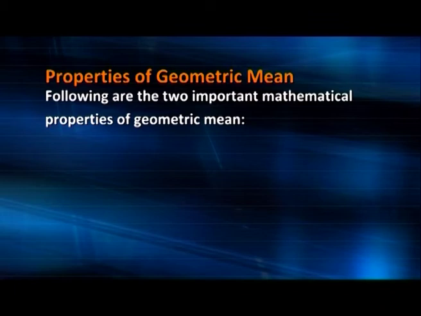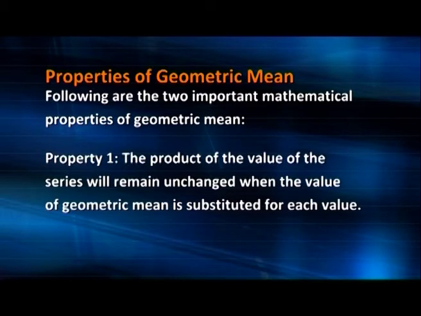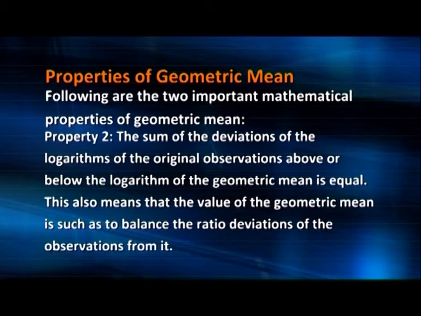Properties of geometric mean. There are two important mathematical properties of geometric mean. Property 1. The product of the values of the series will remain unchanged when the value of geometric mean is substituted for each value. Property 2. The sum of the deviations of the logarithms of the original observations above or below the logarithm of the geometric mean is equal. This also means that the value of the geometric mean is such as to balance the ratio deviations of the observations from it.